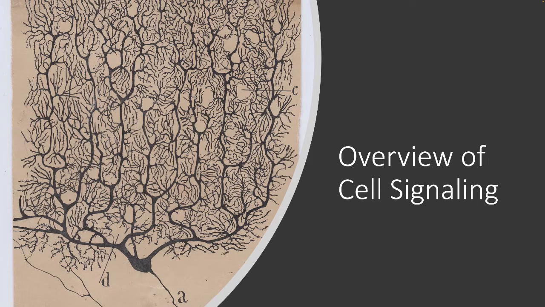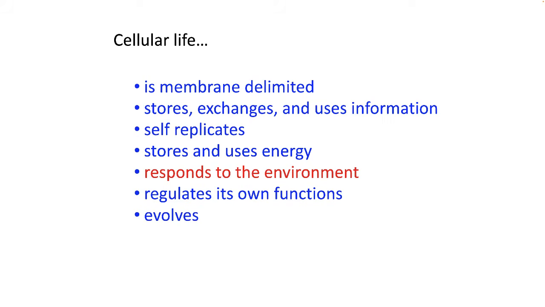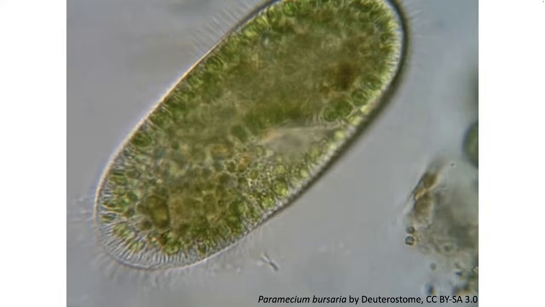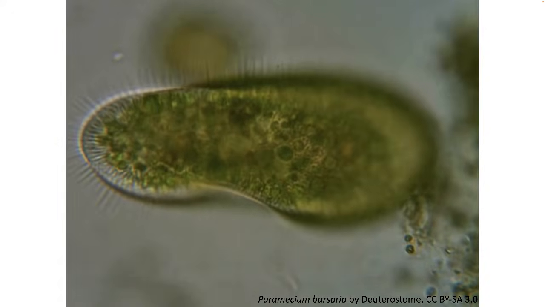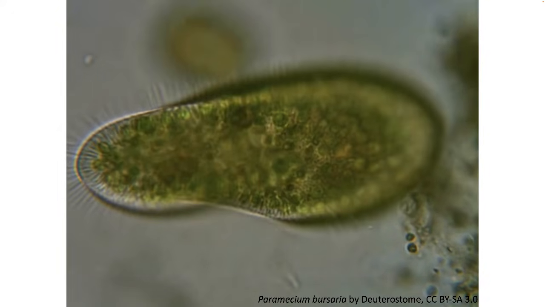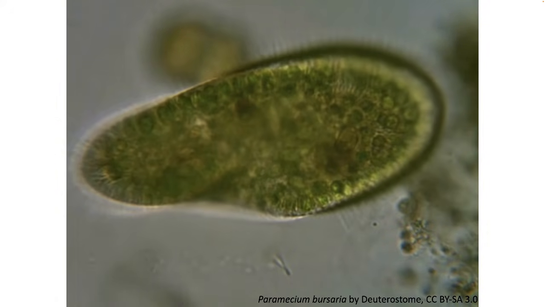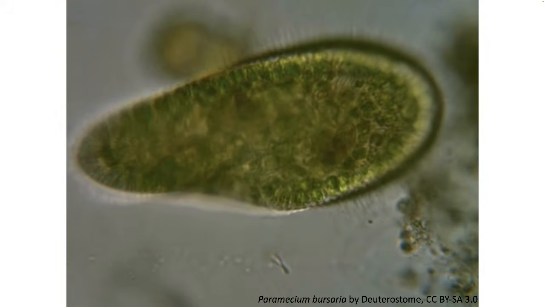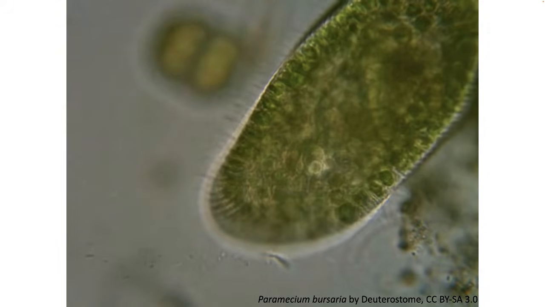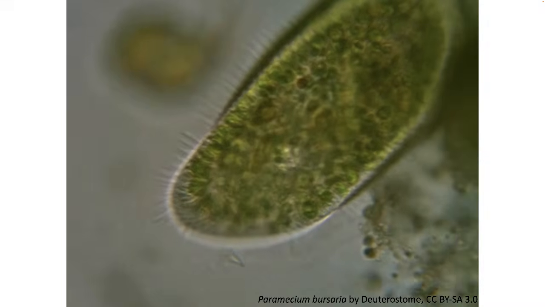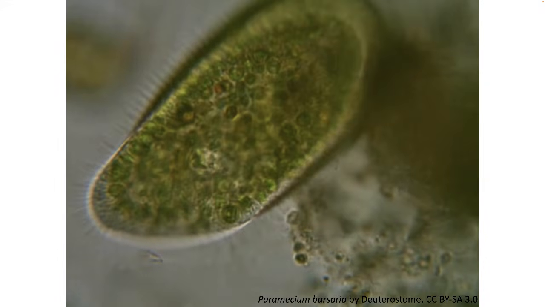In this video, we'll start discussing cell signaling. One property of all cellular life is that it needs to have the ability to interact with its environment and respond to various stimuli. This is true for single-celled organisms, such as this paramecium. Single-celled organisms, even though they only consist of one cell, must respond, first of all, to abiotic factors, such as chemicals in the environment, light, heat, and pressure, as well as respond to interactions with other cells.